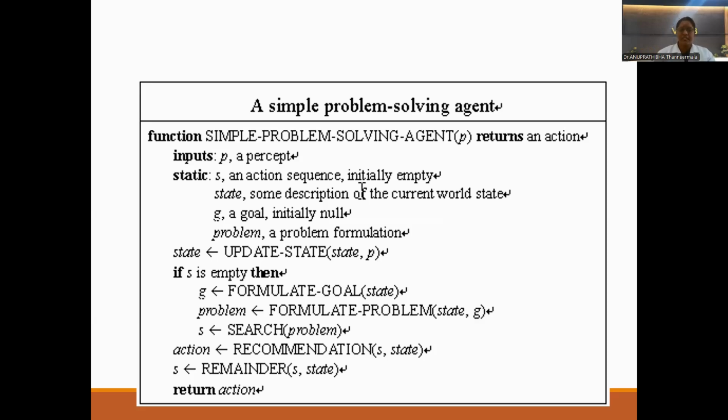If the action sequence is empty, then we have to formulate the goal. That is, we have to find the easiest path. We can formulate the problem by using the state as well as the goal, which is initially none. Then the action sequence is assigned by the search of the problem, and the recommendation from the states is given as the action. Finally it returns the action. This is a simple problem solving agent.